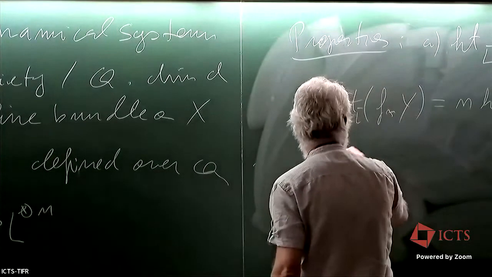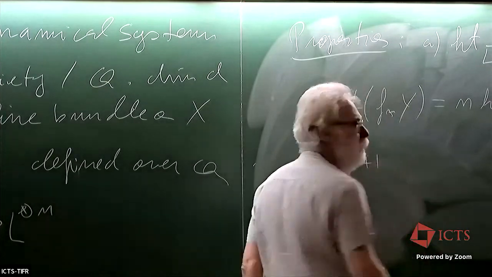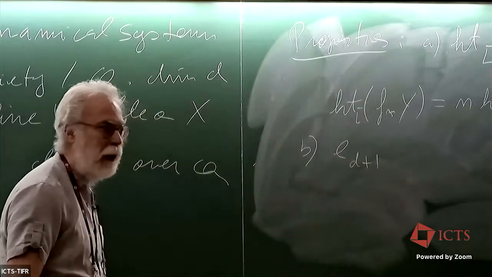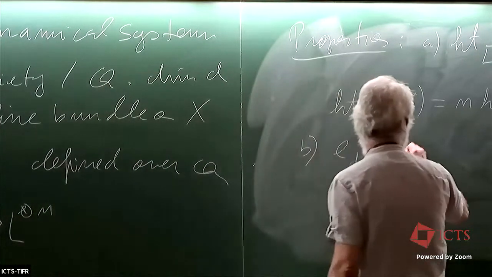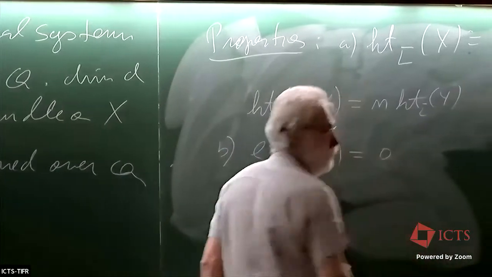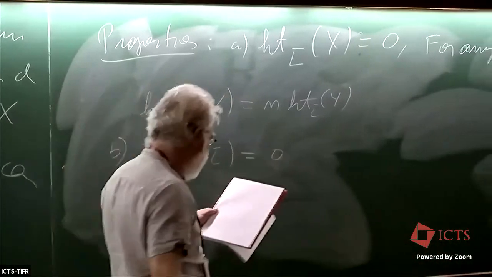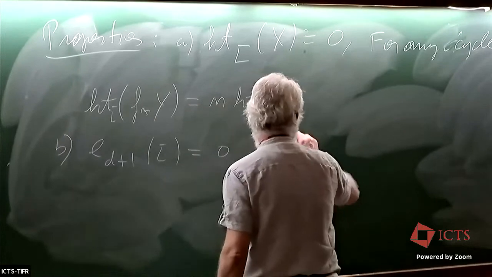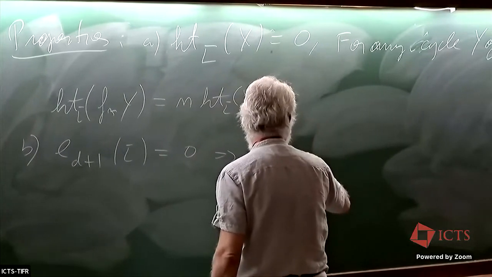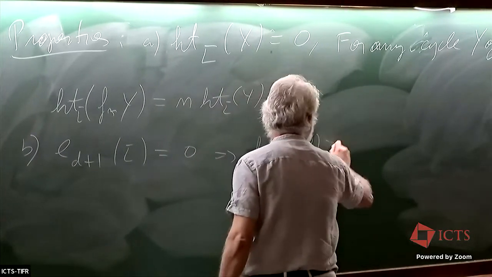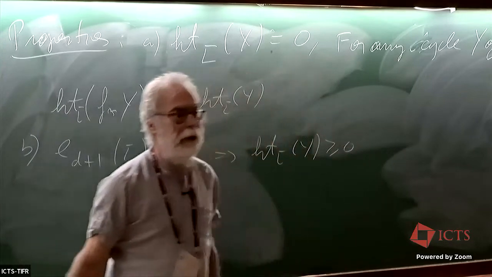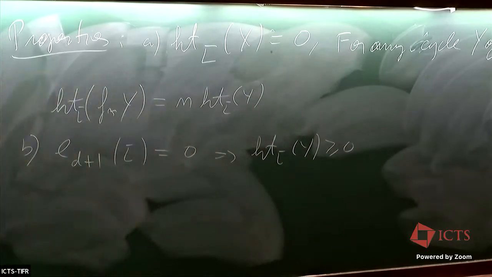Then part B is that if I look at the absolute minimum, the infimum of all possible heights of this line bundle, this is again zero. And in particular, this implies that the height with respect to L bar of any cycle Y will always be bigger or equal than zero. So it will be nef, but not strictly nef.